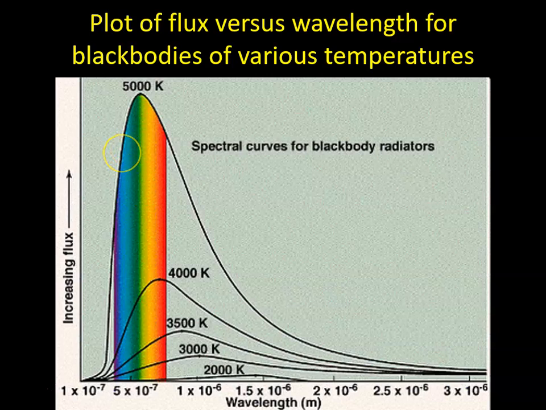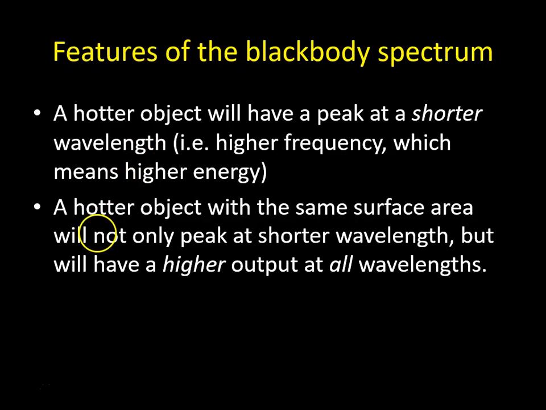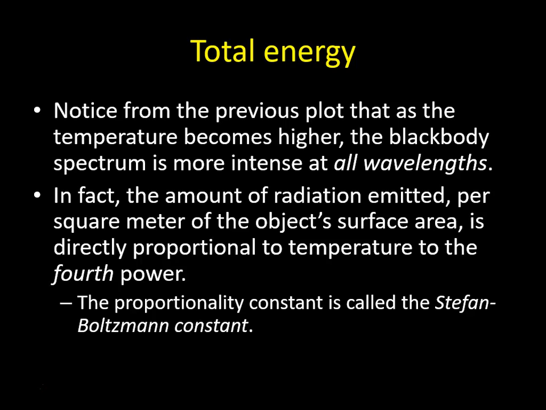So those are the two big features of blackbody spectra. For an object, as you heat it up, it emits more energy at all wavelengths, and as you heat it up, the peak flux occurs at shorter and shorter wavelengths. So that's something that you absolutely must remember about the blackbody spectrum.